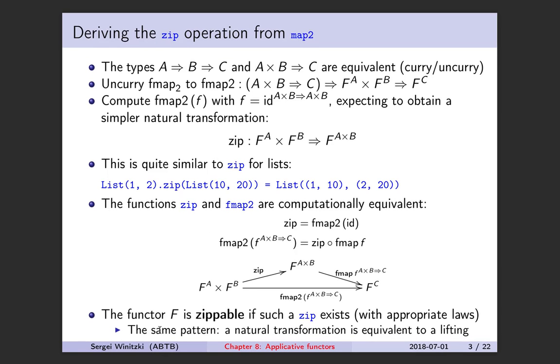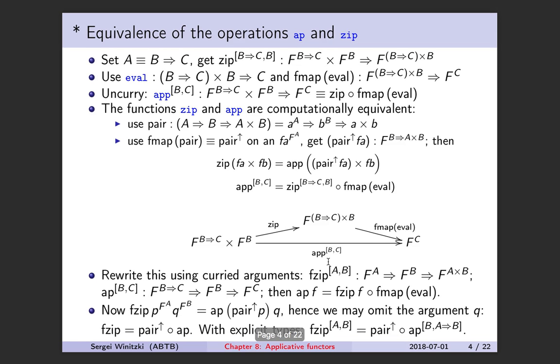I also note the pattern where a natural transformation is equivalent to a lifting, and I comment on the occurrence of this pattern in our proofs. I prove also that app and zip are equivalent. This is an interesting equivalence showing that applicative functors can be defined either using app and pure or using zip and pure equivalently.